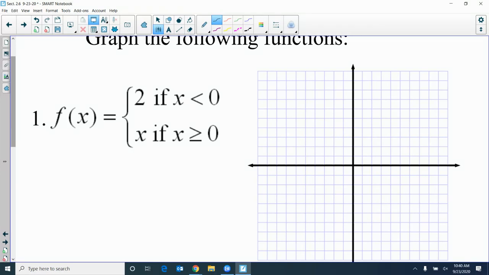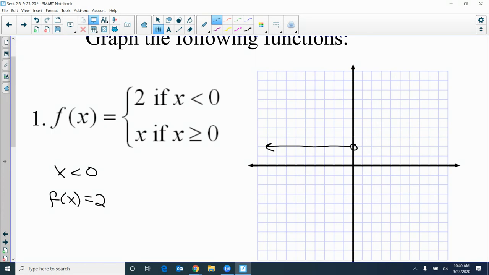All right, if x is less than 0, it's just the function f of x equals 2. Okay? That's your constant function, so it looks like a horizontal line. But that's only for numbers less than 0. You've got to be careful here. We got to go right up to 0, but not include 0, which means I got to use like -0.1, -0.01. So what you do is you start at 0, but you put an open circle there. And then we draw a horizontal line to the left. Okay? What's the next piece look like?